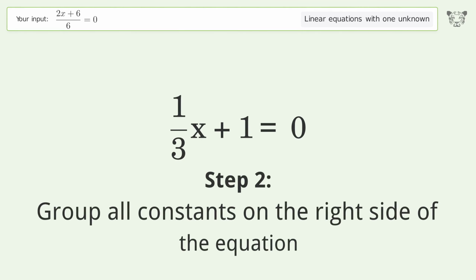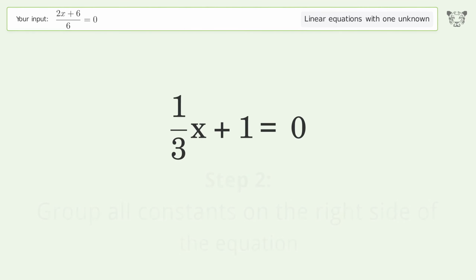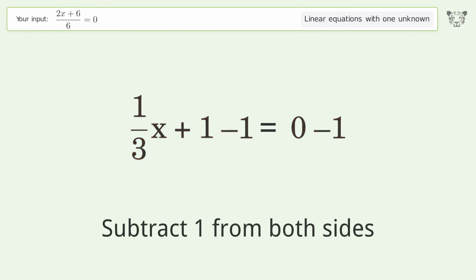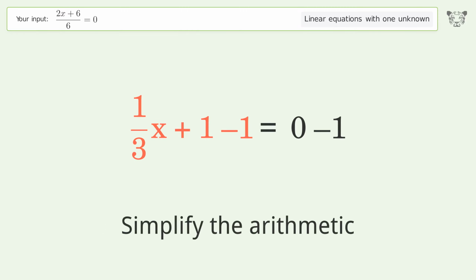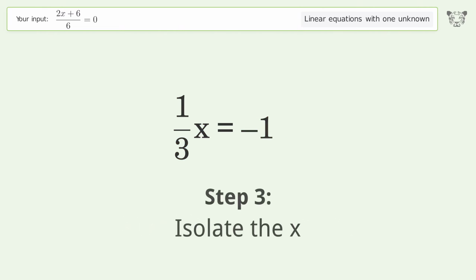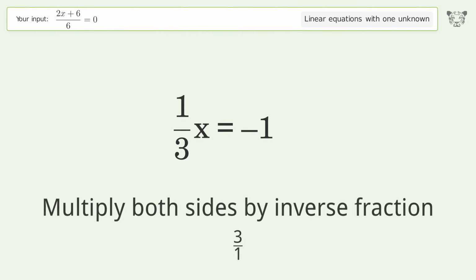Group all constants on the right side of the equation. Subtract 1 from both sides. Simplify the arithmetic. Isolate the x. Multiply both sides by inverse fraction 3/1.